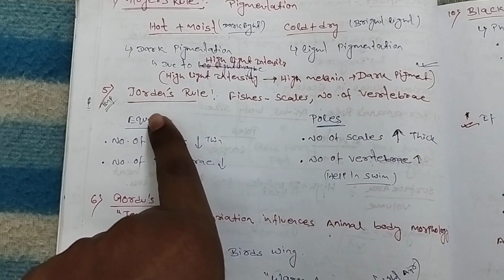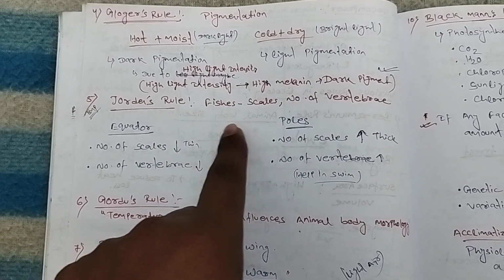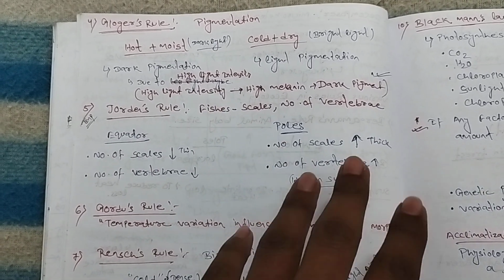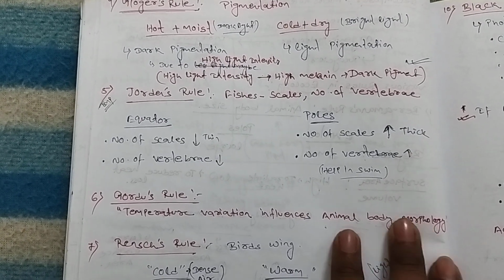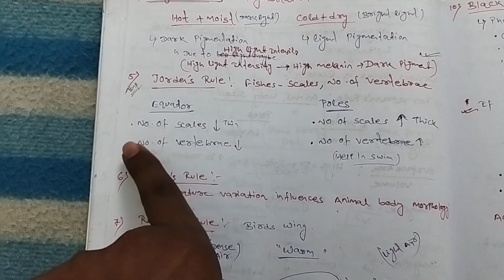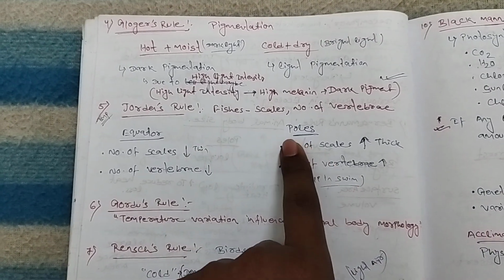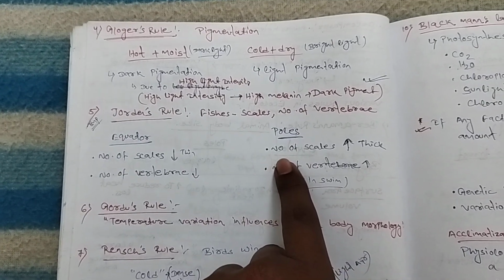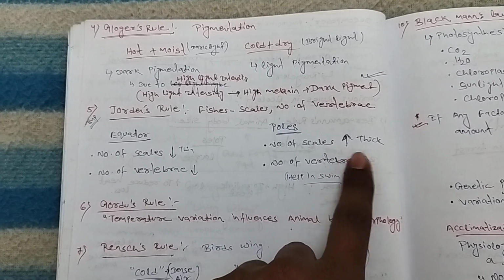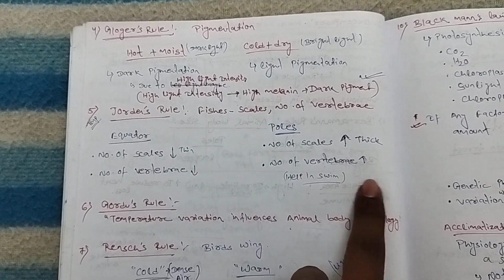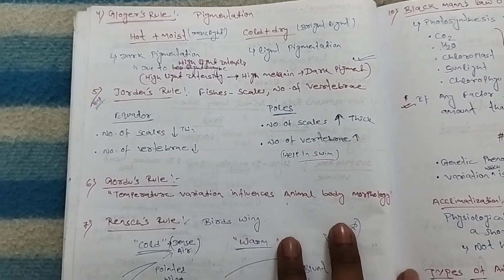Then come to the fifth rule, that is Jordan's rule. Jordan's rule is about the scales and vertebrae of fishes. It says that the fishes in the equator have comparatively thin scales, and the number of vertebrae is also less than the fishes that are living in poles. The pole fishes have more scales, and they are thick, and the number of vertebrae is also high. This helps them to swim in the dense water.